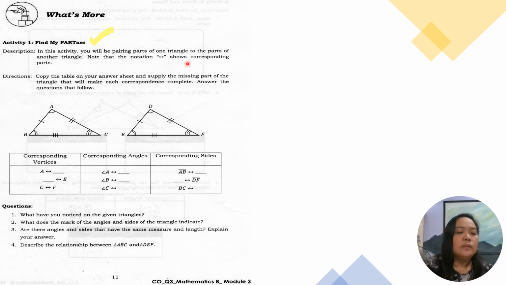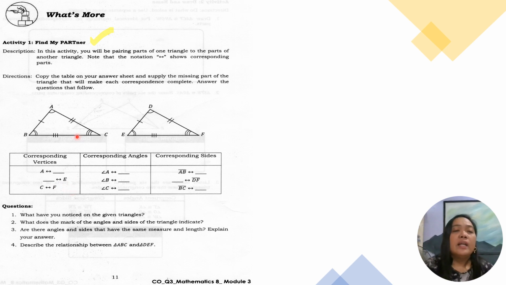Note that the notation corresponding shows corresponding parts. Copy the table on your answer sheet. Remember, you are provided with an answer sheet. And supply the missing part of the triangle that will make each correspondence complete. Answer the questions also that follow. Under the column corresponding vertices, we have blanks that you will need to fill in. Also, in the corresponding angles and the corresponding sides, you need to fill in the blanks to complete the statements given there.